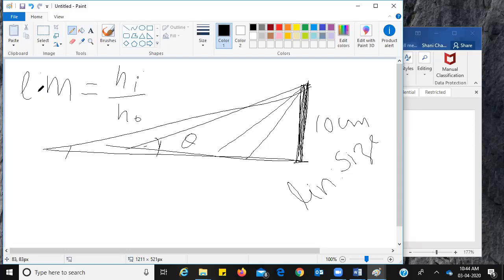If this is 2, what do you mean? That means the height of the image is 2 times the height of the object. The actual length of the image formed is twice the actual length of the object.